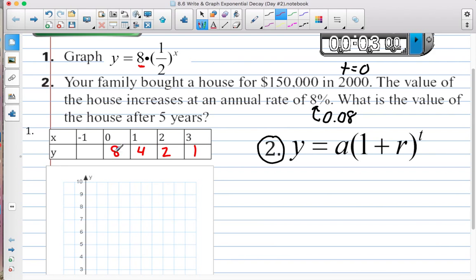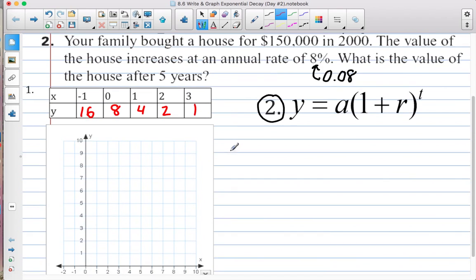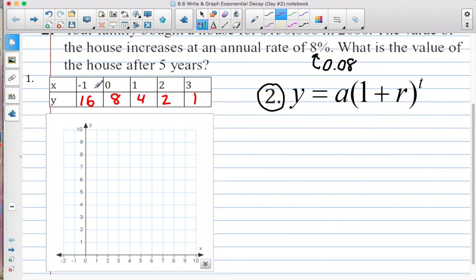Over here, if I'm cutting in half going to the right, it means I must have been twice as big over here. This must have been a 16. So I have a table. I can plot out my points. I'm not going to be able to fit the 16 for y on my individual whiteboard, but I can plot the other ones. I have a y-intercept over here at 8.